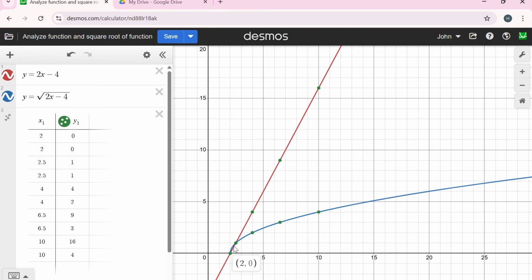Here's our two invariant points. 4, 4 is 4, 2 on the square root of the function. 6.5, 9 is 6.5, 3 on the square root of the function. 10, 16 should be 10, 4 on the square root of the function. And there it is.